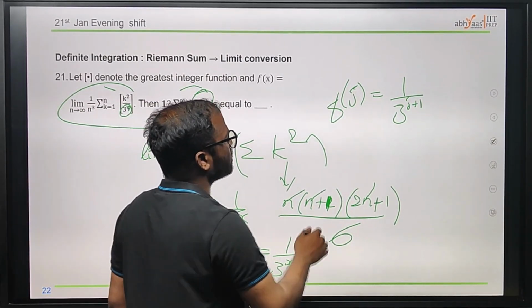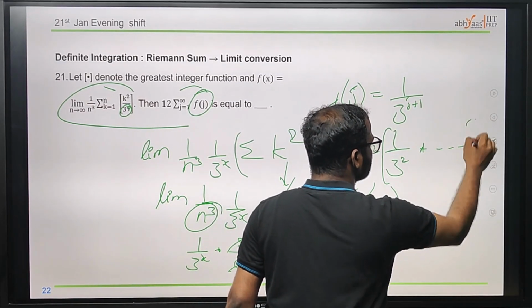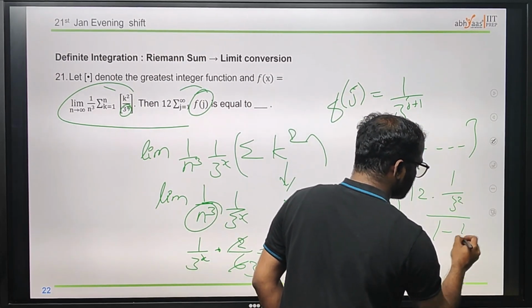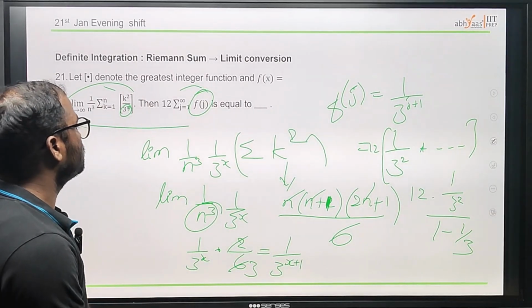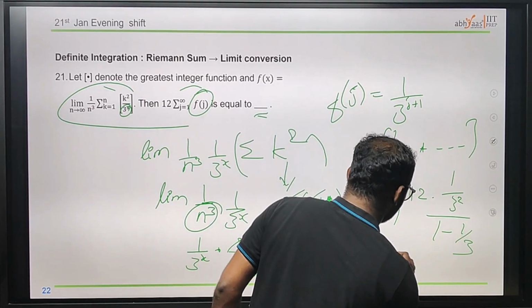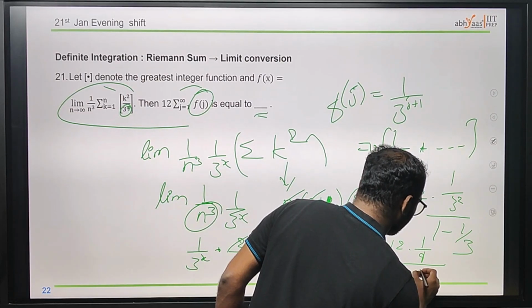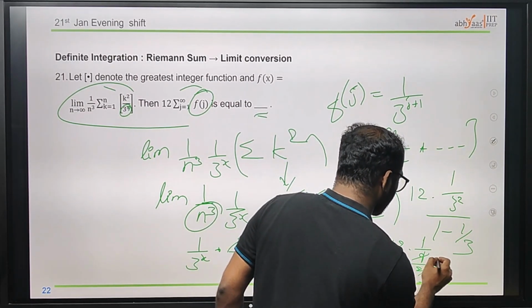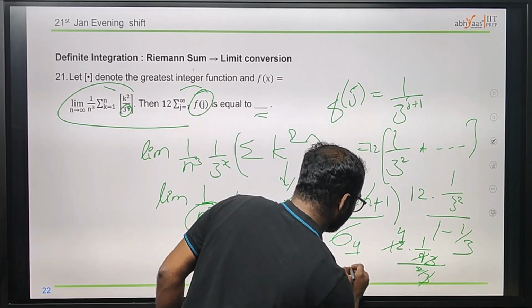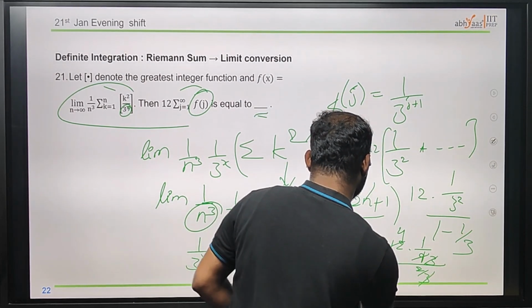Now we just have to take the summation of it, which will be a GP. 12 into 1 by 3 square plus so on, that will be 12 into 1 by 3 square divided by 1 minus 1 by 3. Just use this to find the answer. We have 12 into 1 by 9, divided by 3 minus 1, that will be 2 by 3. Therefore 3 times 3 and 3 fourths, 3 will be cancelled out, and this will be 4 by 1 into 1 by 2. That will be our answer, 2 times 2.